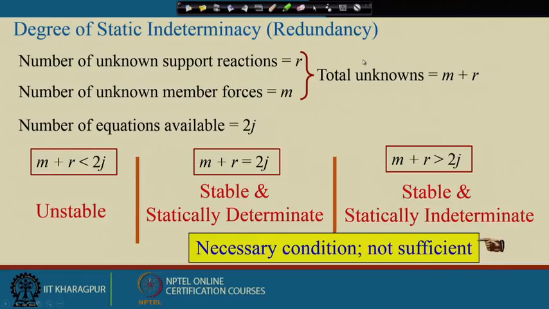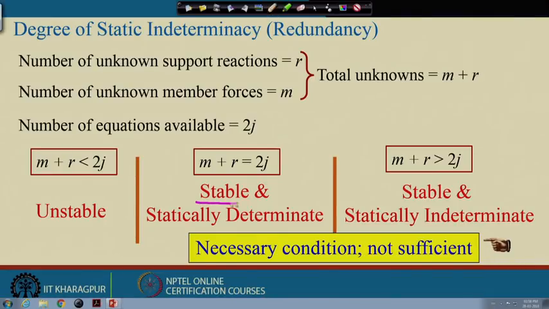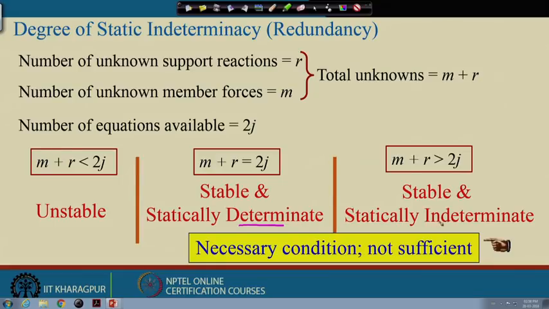Now, as I said, when we say that this is stable, we cannot take this condition for granted. It is just the necessary condition, but may not be the sufficient. There are some examples which I am going to show you in the next 2 slides, where the structure is still statically determinate, but the structure is not stable. Okay, we will see that now.